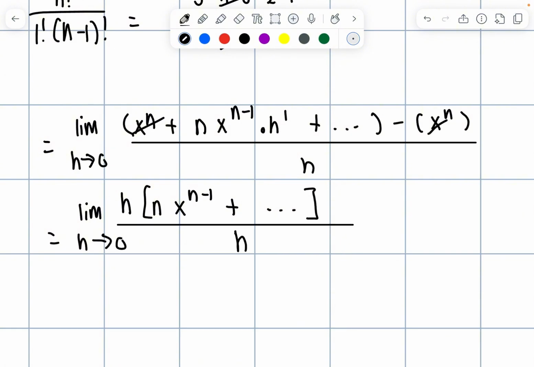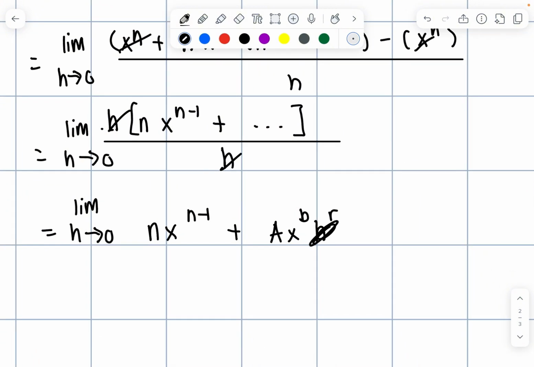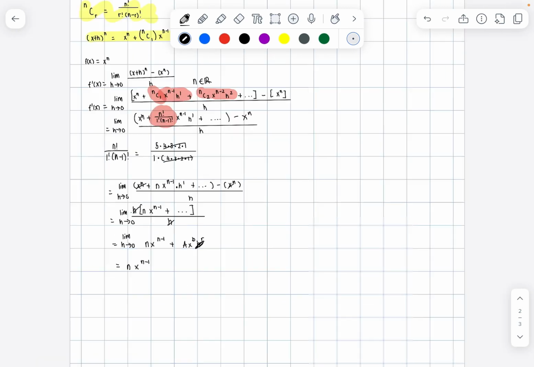So we can safely factor out a h, and therefore they cancel, giving us the limit as h tends to 0 of n times x to the n minus 1 plus some constant, we'll just do a x to the b h to the r, something like that. They're all going to contain a h still, so then we can allow the limit to be 0, therefore resulting in n x to the n minus 1.